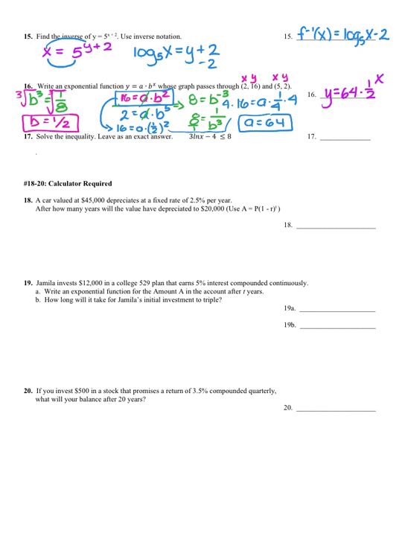Okay, now we have our inequalities. So we start off by isolating the natural log. So I'm going to have 3 natural log of x is less than or equal to 12, because I added 4 to both sides. Then I'm going to divide by 3, so that I have the natural log of x less than or equal to 4.